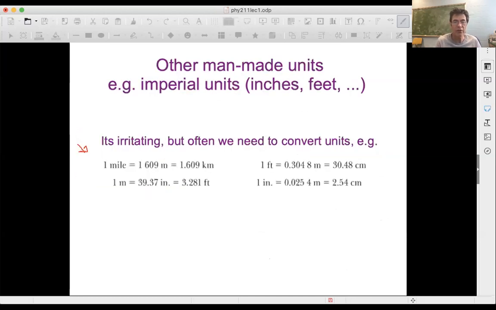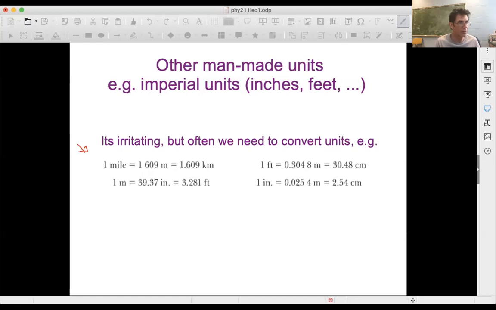One thing that we often have to do is convert units, unfortunately. For example, especially in the US, we're essentially the only modern country that still uses imperial units in things. And so often we have to convert between imperial units and scientific units.